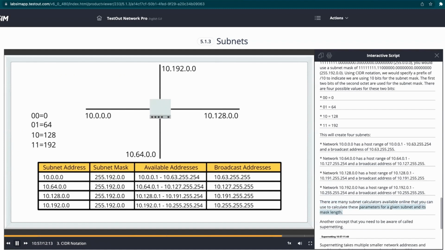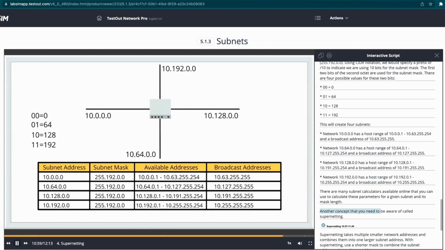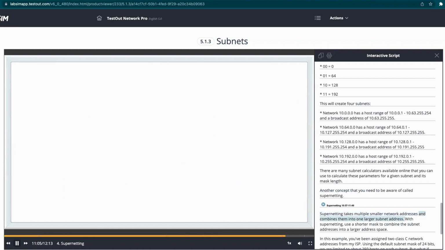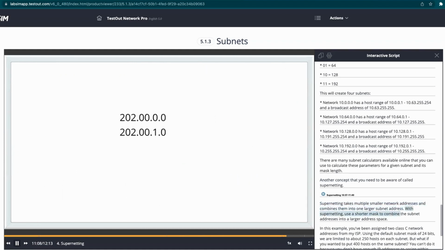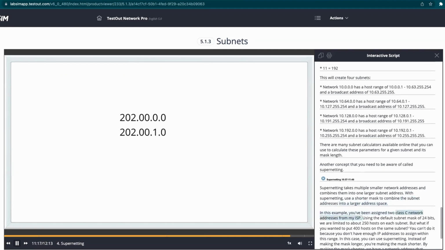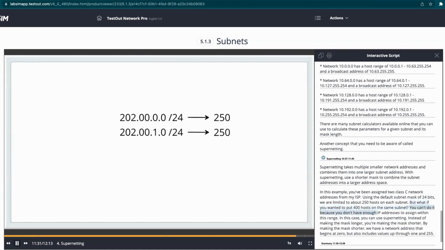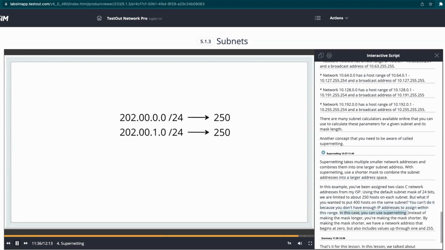Another concept that you need to be aware of is called supernetting. Supernetting takes multiple smaller network addresses and combines them into one larger subnet address. With supernetting, you use a shorter mask to combine the subnet addresses into a larger address space. In this example, you've been assigned two Class C network addresses from your ISP. Using the default subnet mask of 24 bits, we are limited to about 250 hosts on each subnet. But what if you wanted to put 400 hosts on the same subnet? You can't actually do it because you don't have enough IP addresses to assign within this range. In this case, you can use supernetting.